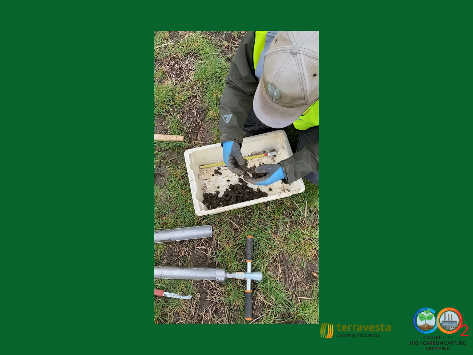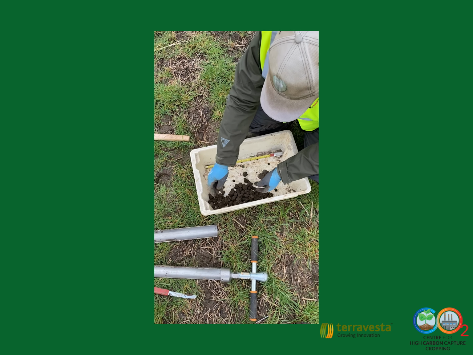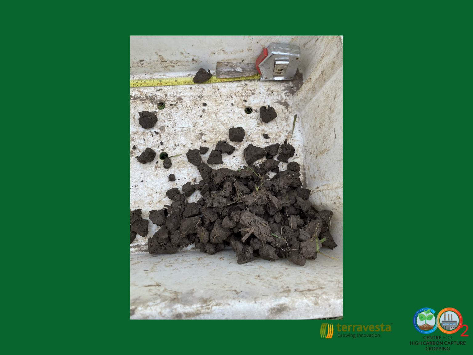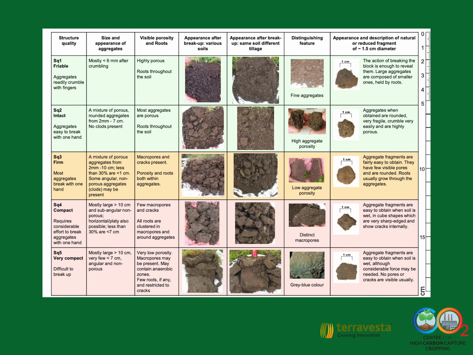Assuming there is more than one layer, for each layer, break up the block into natural aggregates, keeping the structure in place, and take another photo. While doing so, count and record the number of adult and juvenile worms present in each layer. Then score the soil according to the VESS scorecard and repeat this process 2 more times within each plot.